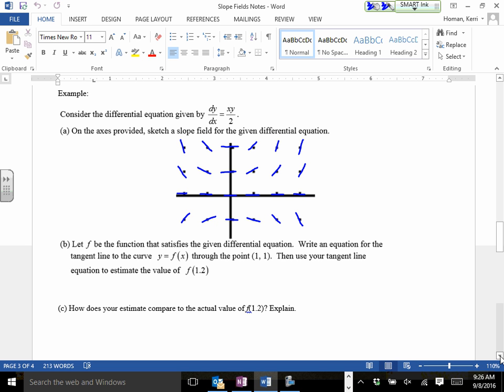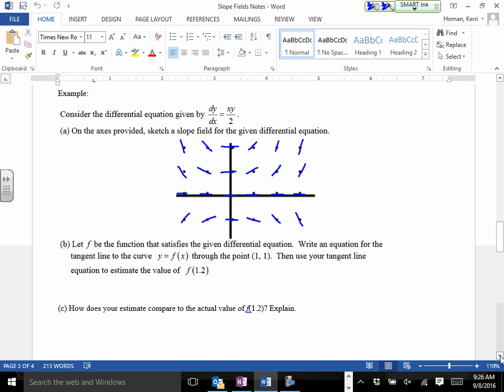You want to check your slopes with mine as you're doing them, I have my slopes up here. Typically on the AP exam, you get 1 point for your zero slopes and 1 point for the other slopes. So they would check to see if along the axes you have zero slopes and everywhere else do the slopes match up.